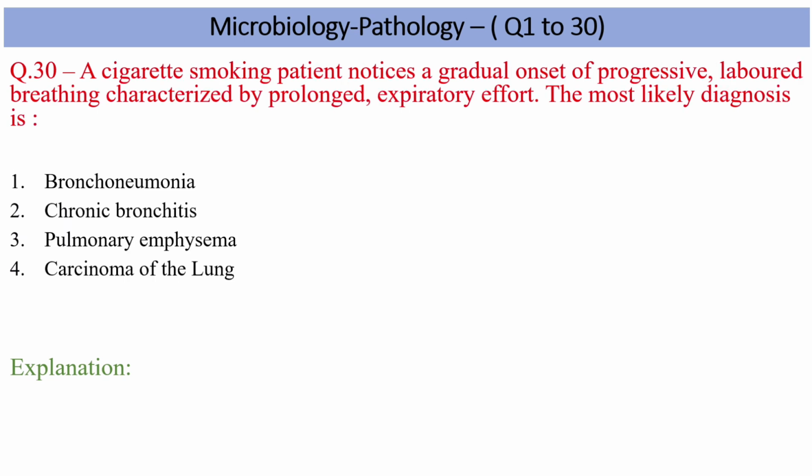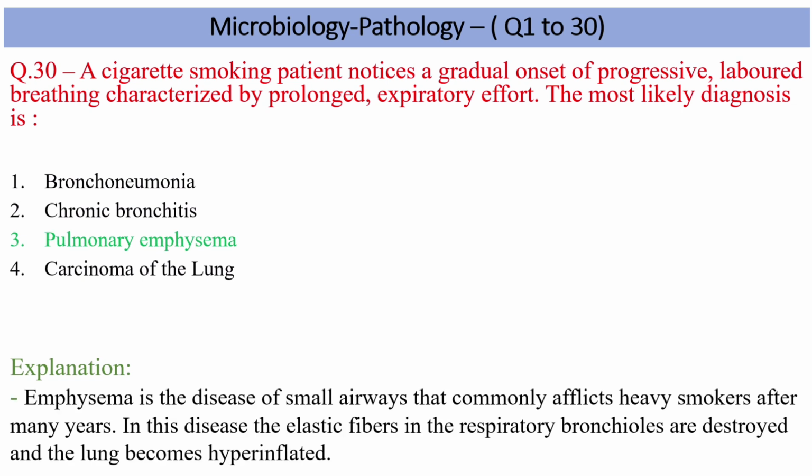A cigarette smoking patient noticed a gradual onset of progressive labored breathing characterized by prolonged expiratory effort. The most likely diagnosis is bronchopneumonia, chronic bronchitis, pulmonary emphysema, carcinoma of the lung. Correct option is pulmonary emphysema. Emphysema is a disease of small airways that commonly afflicts heavy smokers after many years. In this disease, the elastic fibers in the respiratory bronchioles are destroyed and the lung becomes hyperinflated.